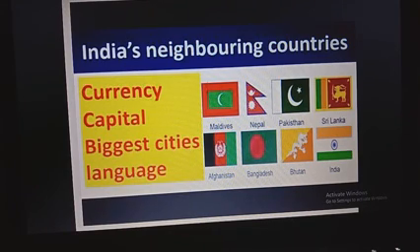So here we have discussed which countries are border neighbors, which countries touch India with a land border, and which countries touch India with sea borders.